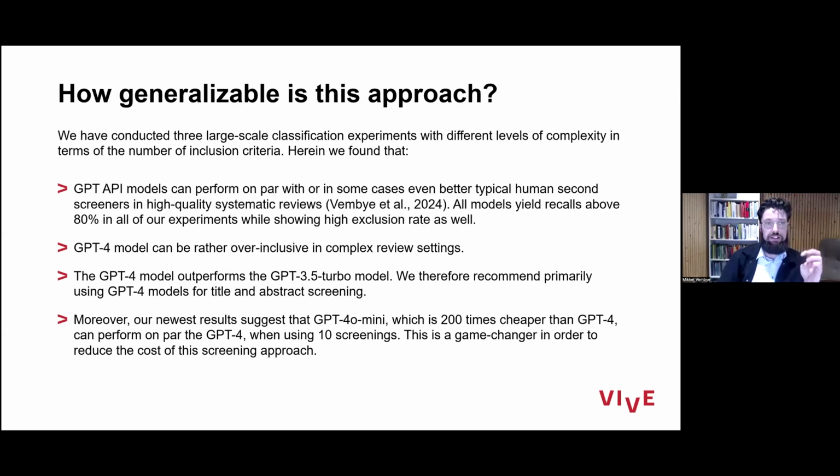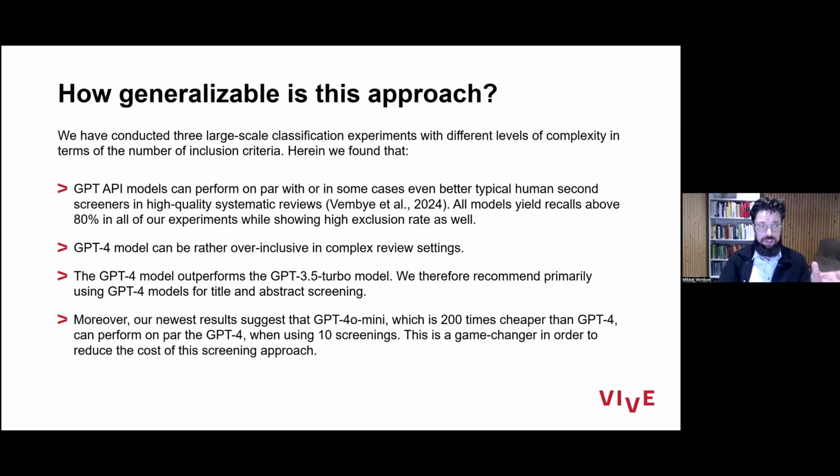And then this was what I was about to say: the Friends review is very simple, so it's easy for me to convince you that it's good. But in the paper we also do some more extensive experiments where we try it on what we would consider to be very complex reviews. It's a review about the effects of testing frequency on student achievement. It's very complex, and even in that case, we can make it work on par with human screeners, meaning that it reaches recalls around 80%, and it still shows high exclusion rates as well.